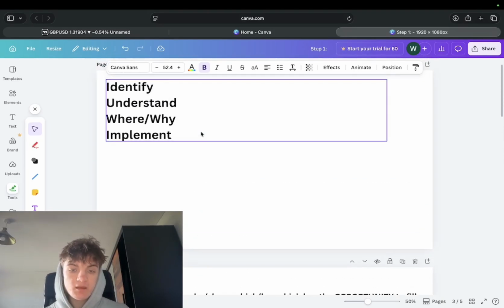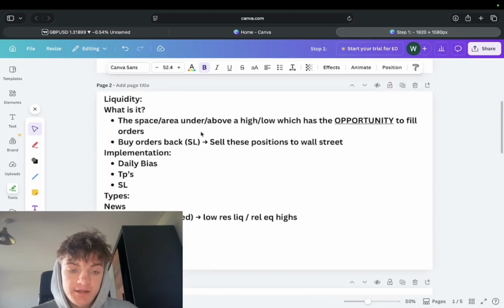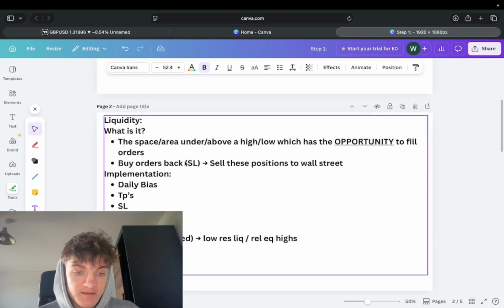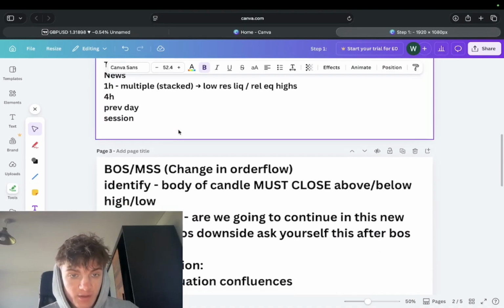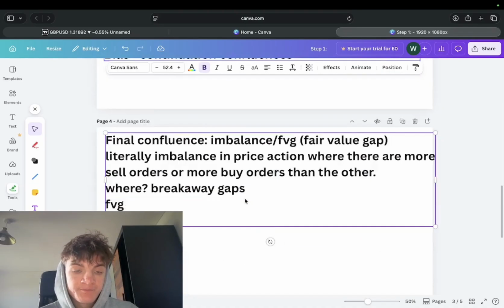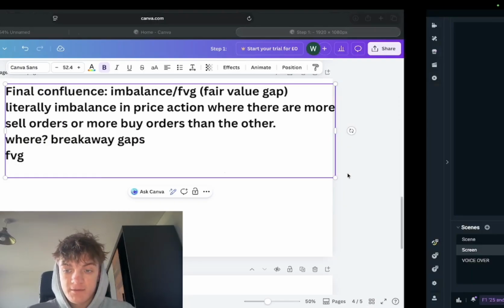Homework for you guys is to go and identify 50 of each: 50 points of liquidity where this liquidity was swept, 50 points of changes in order flow, and I want you to look at these fair value gaps. Work hard, do the homework, and actually put some effort in, because these confluences can only take you so far. Market experience is superior. Goodbye.